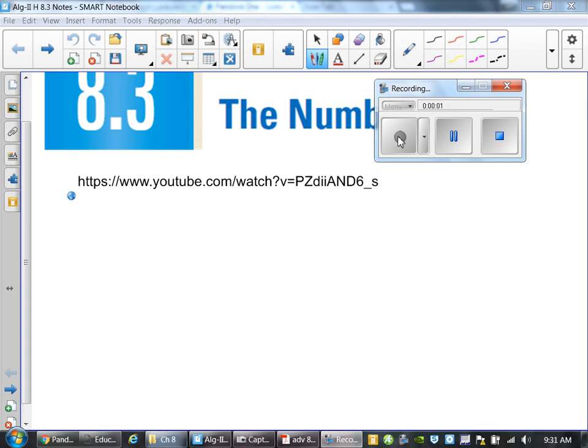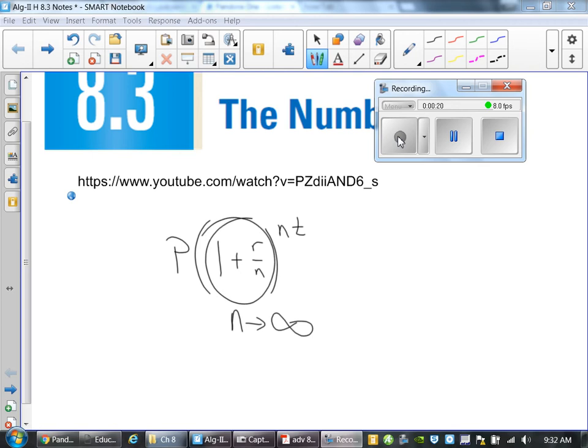We did the principal times 1 plus r over n to the n t. Well, as this n approaches infinity, as n grows larger and larger, this growth factor in here approaches e. No, that's scientific notation. That's the e. This is a different button. This is the e. This is 2.17 or something like that. That's how it's defined. That's where it came from.